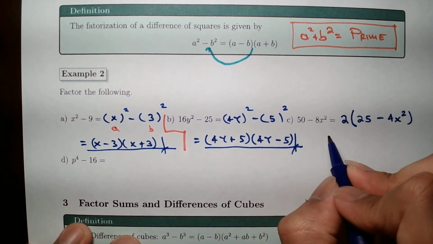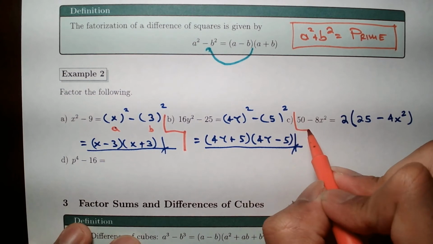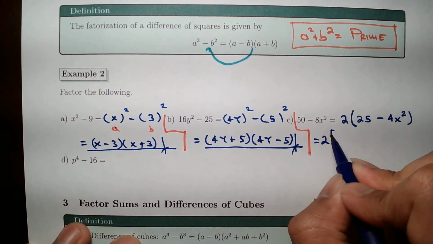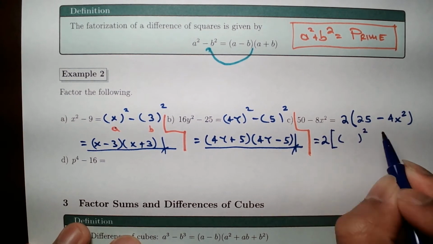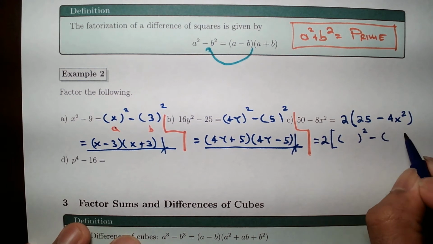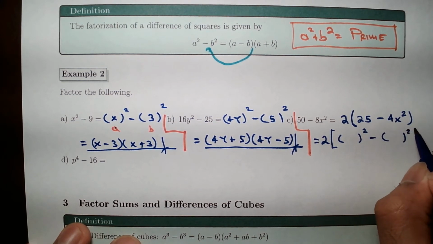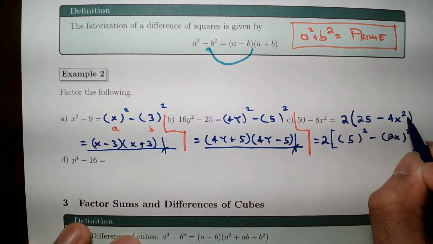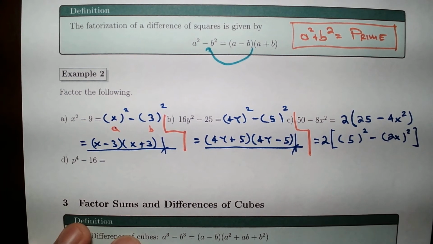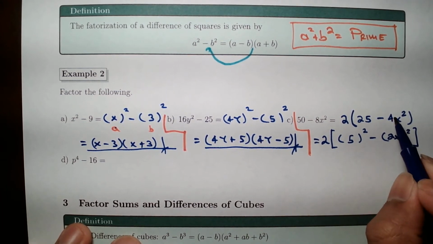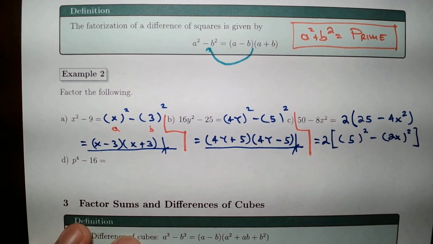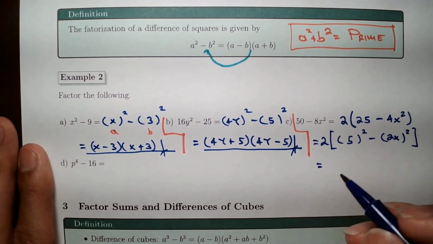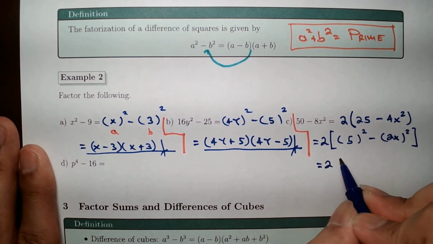So what am I going to do in this case? Let me put this bar right here. This is the same as saying 2 times, in brackets, the quantity whose square is 25 minus the quantity whose square is 4x squared. In this case, 5 squared equals 25, and 2x quantity squared is going to be 4x squared, because 2 to the second power is 4 and x to the second is x squared. So let's write this in the form of a difference of squares. In this case, don't forget this 2.